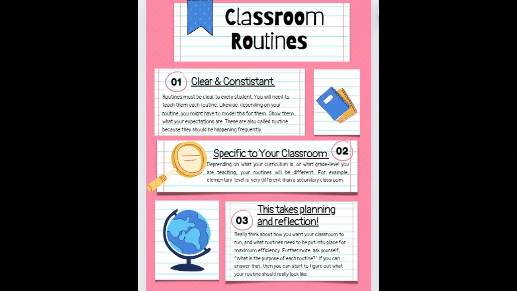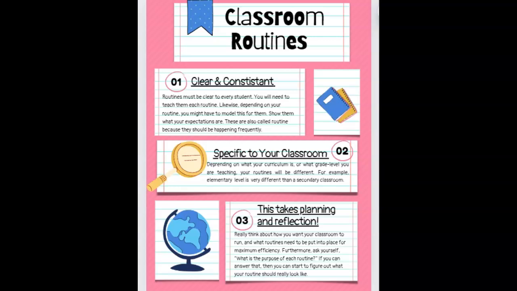So super important and consistent. Routines are routines because they happen consistently throughout the school year or the school day. And along with that, they also need to be consistent. So if you're asking students to line up because we're going to lunch, then this is how we do this every single time so that kids aren't questioning what they have to do when they get into line or how they're getting into the line. They know this is what you do.